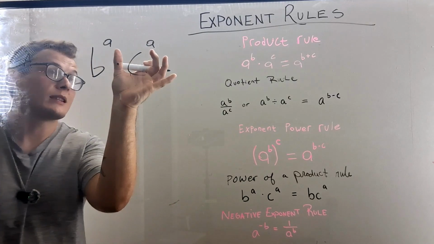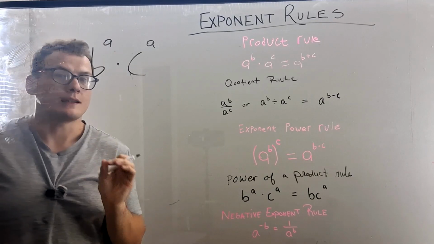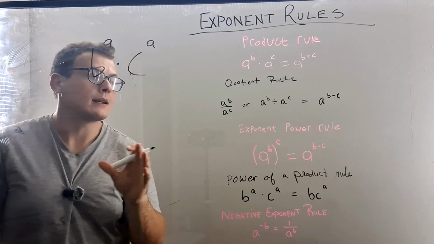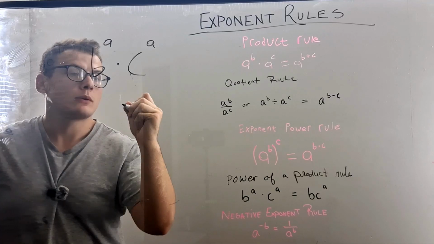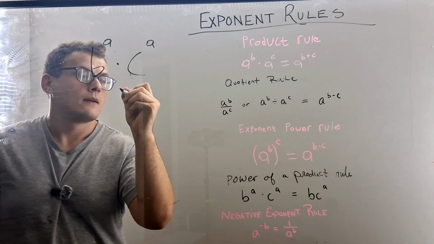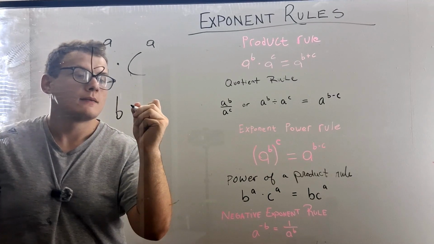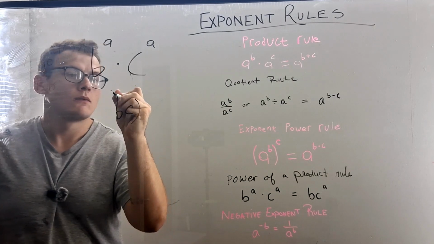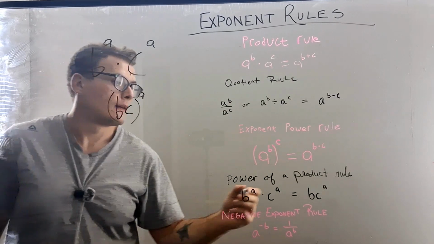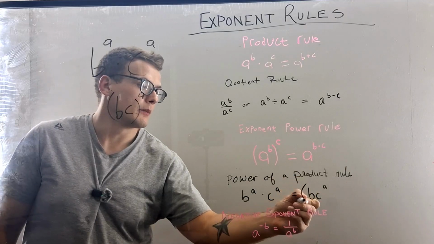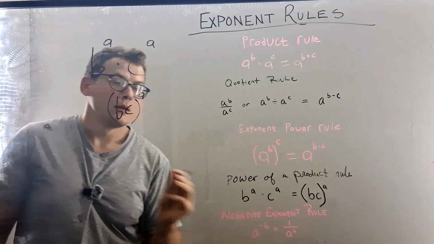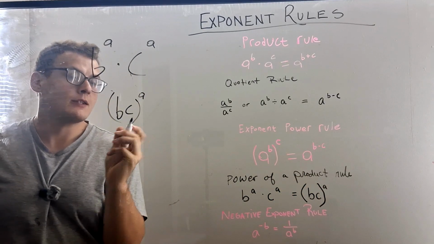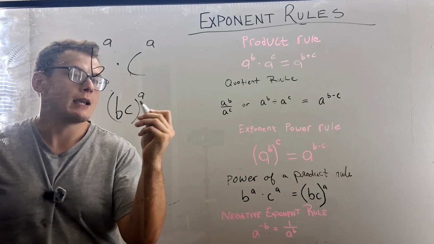Now what happens is we have the same exponent in different bases, but we can combine that in the following way. This would be equal to (bc) raised to the a power. Let me go ahead and put brackets around that, because we're going to multiply b times c first and then raise it to the a power.